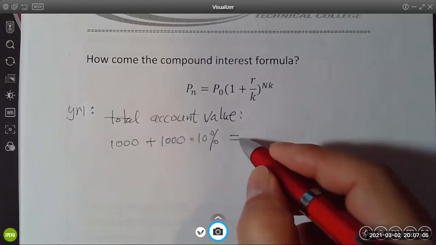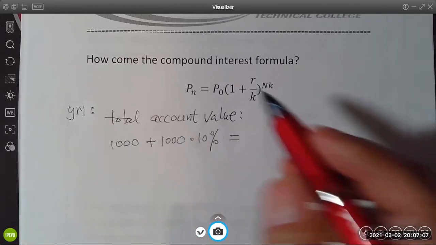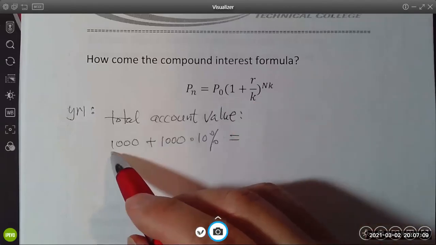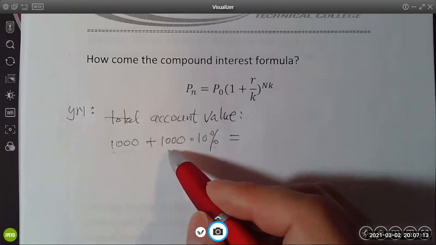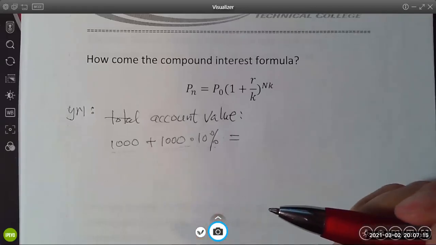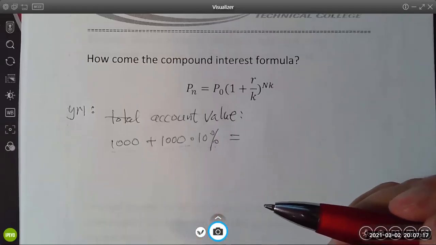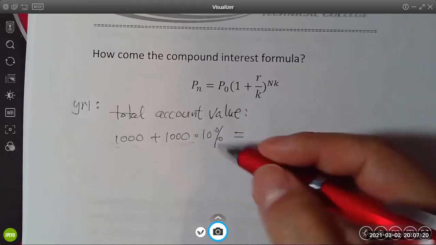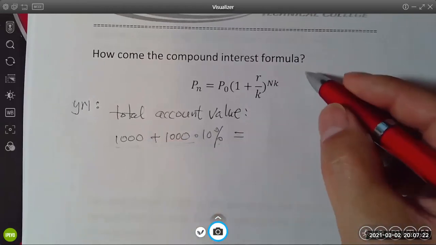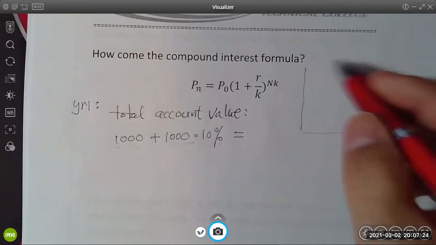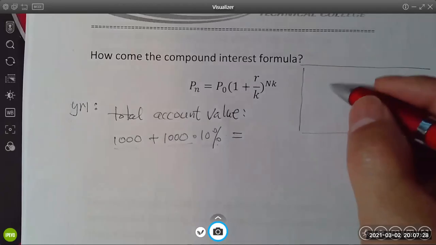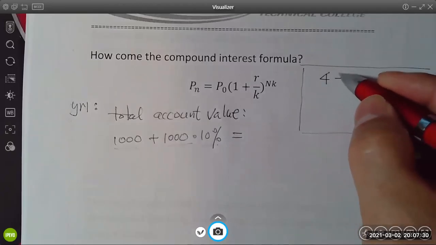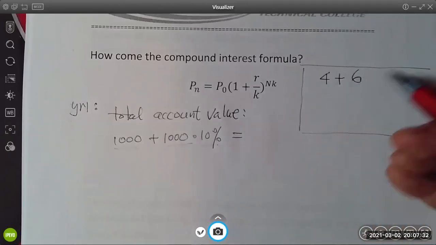Now I'm going to rewrite this into this format. If you take a look at this, we have 2 terms here. Each term has this 1,000 in it. So this 1,000 is called a common factor. Now I'm going to factor out this 1,000. To help you make sure everybody understands this factoring process, I'm going to do another one separate from here, just to show you how this factoring is done.